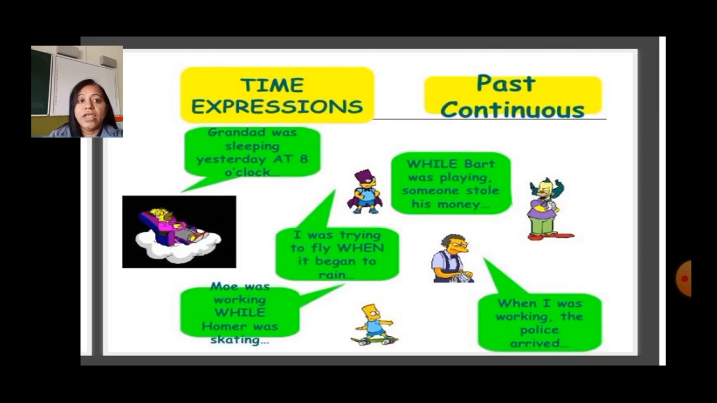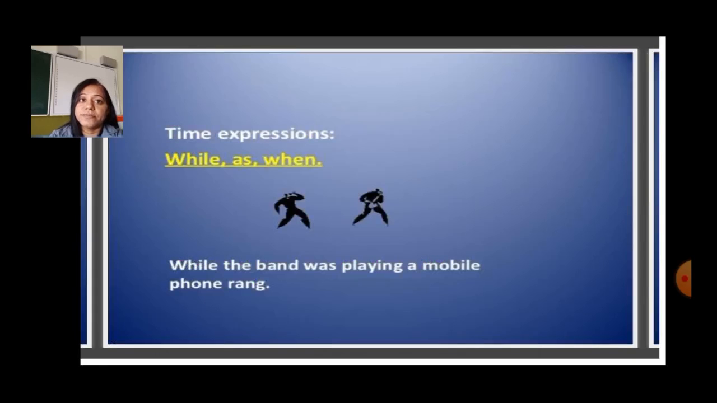So, children, in all the sentences you have seen that the action is happening in the past, but at that time the action was going on. So we can use past continuous tense. Time expressions: while, as, when. While the band was playing, a mobile phone rang. Yes, so we use while, as, when in past continuous tense.